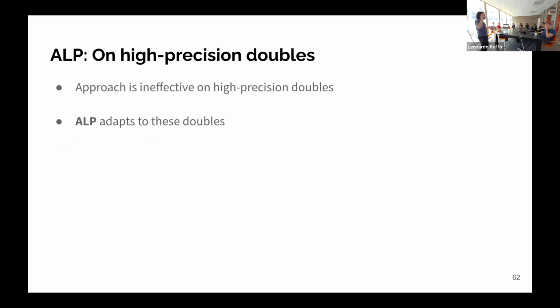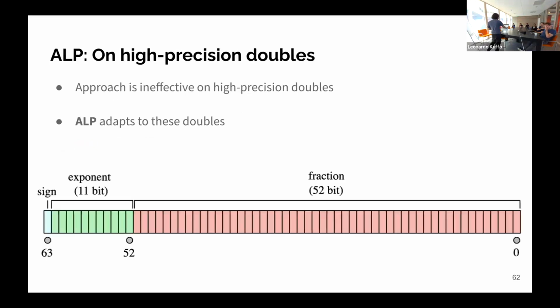In these cases, ALP adapts to these doubles. And how does ALP adapt? Well, basically, we take advantage of the front bits of the doubles. Because even on these very hard doubles to compress, we have found that there are commonalities in the front bits of these numbers, which is very interesting.